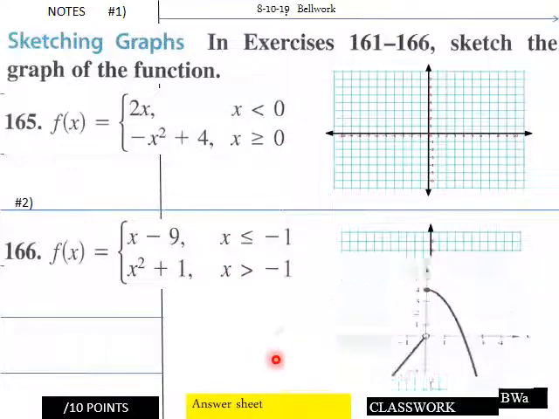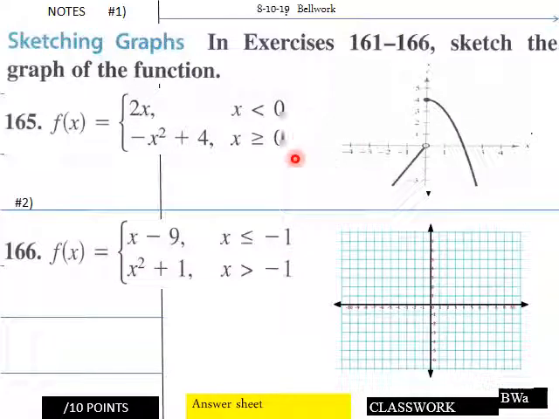Students, what you should have for the first one would be negative x squared plus 4. You have a y-intercept of 4, and then a negative slope, half of a parabola. And then 2x is a line, and x is going to be less than 0, so you have a termination here at the origin, and you have a line like that.